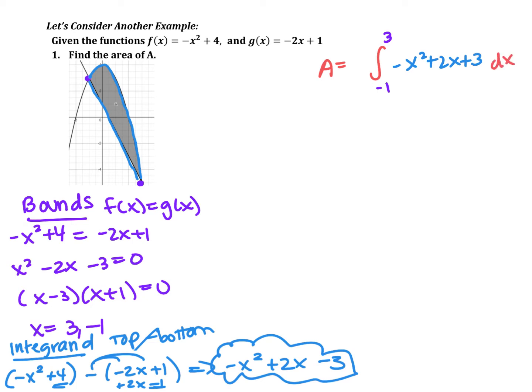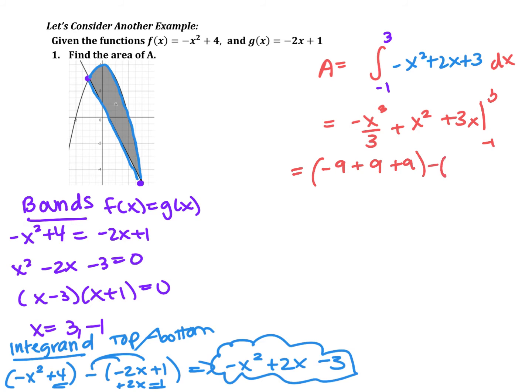So the first thing we're doing is finding the bounds. Where do the two functions cross? Then we're figuring out which function is on top and which function is on the bottom so that we can find our integrand. And now we're just going to evaluate this area integral that we have come up with. So if we apply the power rule, I'm going to get negative x to the third over 3 plus 2x squared over 2, which is just going to become x squared, plus 3x. And we're going to evaluate this from x equals negative 1 to x equals 3. So let's go ahead and plug 3 in. 3 cubed is 27, divided by 3 is 9, so negative 9, plus 3 squared is 9, plus 3 times 3 is 9.